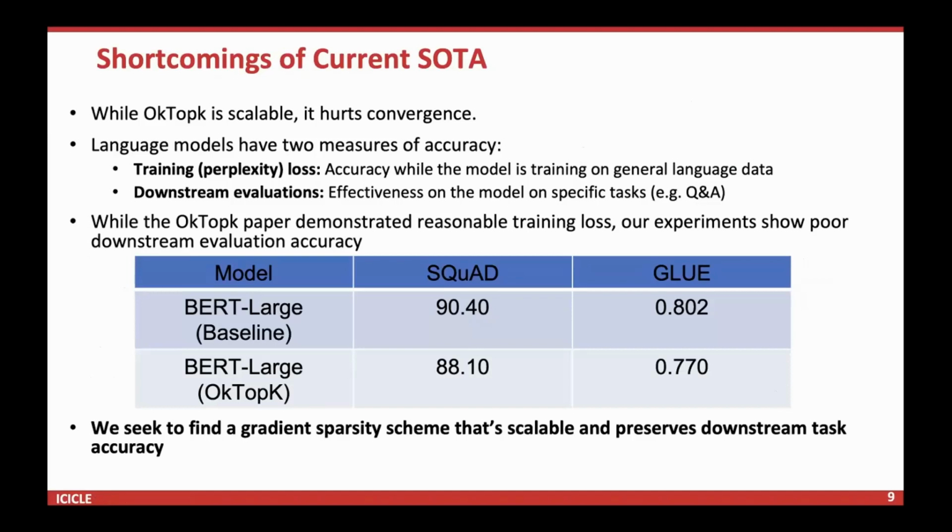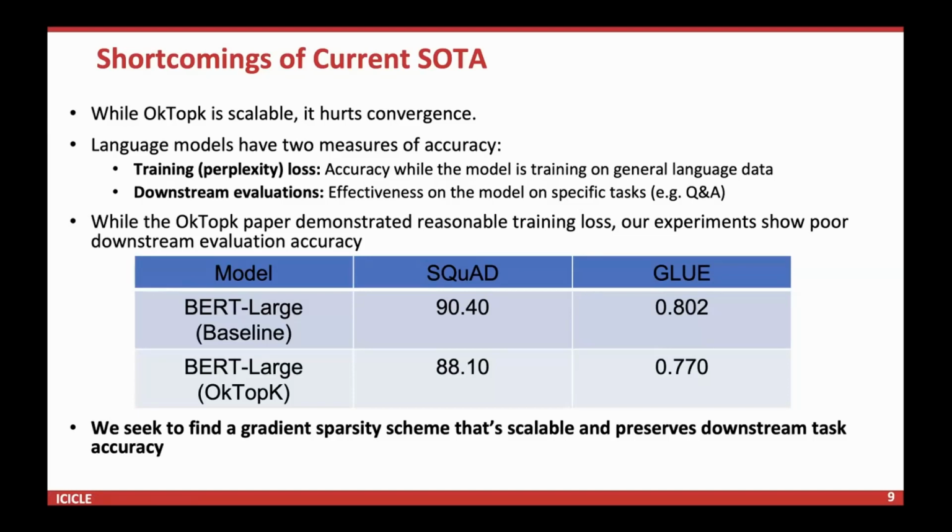Language models have two measures of accuracy. One, which the OK-TopK paper uses, is showing the training loss as perplexity. So it's the accuracy while the model is training on general language data. But really, people care more about the downstream evaluations. There are standard benchmarks for BERT, and as we show in this table here, we use the SQuAD v1.1 benchmark and also the GLUE benchmark.